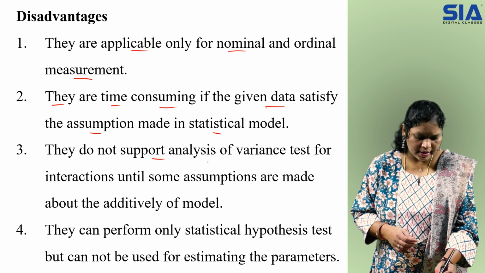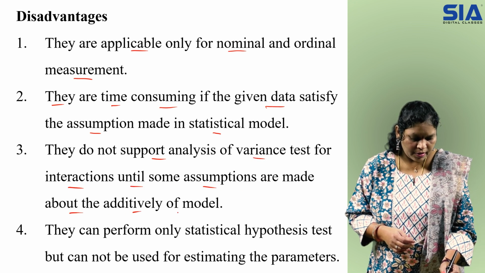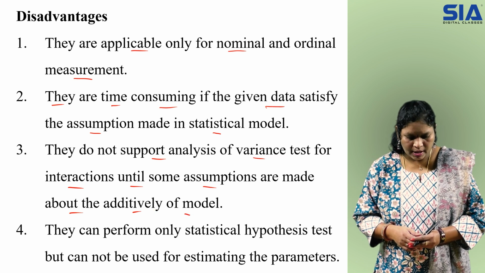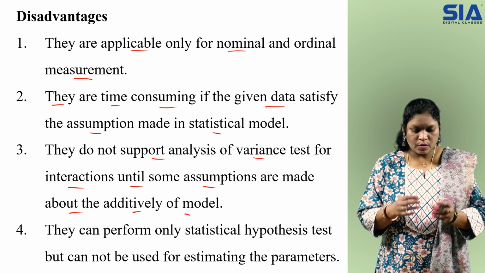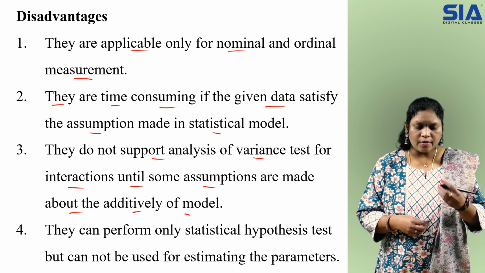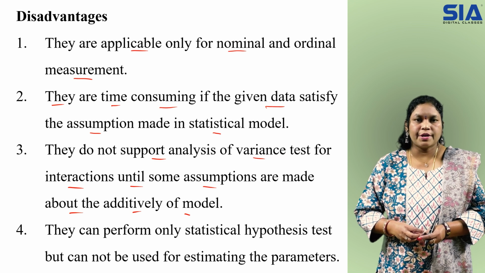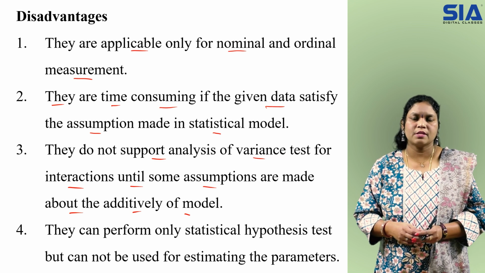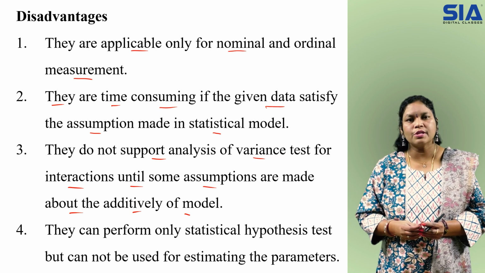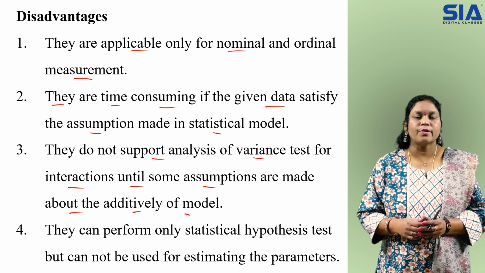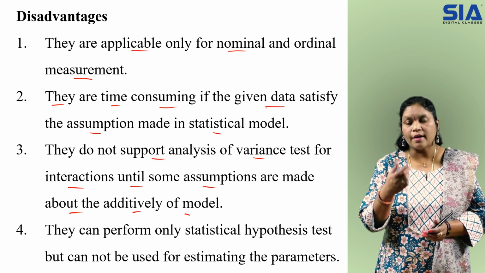Next, they do not support analysis of variance tests for interactions until some assumptions are made about the additivity of the model. Whatever assumptions we are considering, if a variance test is included, it is not so supportive in this non-parametric test, because here we don't have any mean or variances properly. We'll use our own tests here, like the sign test and rank test. We'll discuss in further videos how the data is used and how these tests go. In such situations the assumptions will not be proper, because we don't have variances at all.